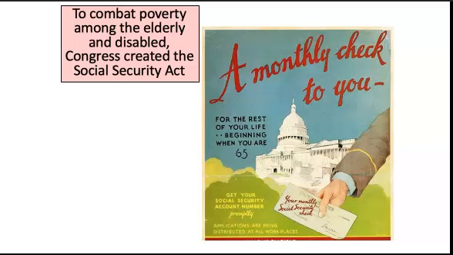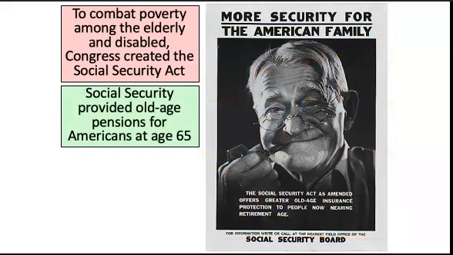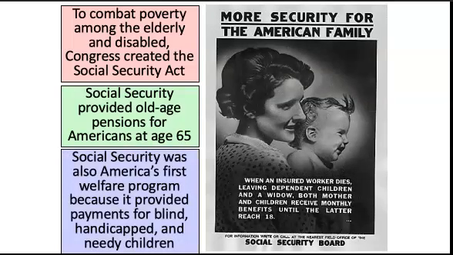Now, another major part of the Second New Deal was to combat poverty among the elderly and disabled. The Social Security Act was created. Social Security provided an old age pension for Americans that were over the age of 65. Social Security was also America's first welfare program because it provided payments for blind, handicapped, and needy children. This directly goes back to our key idea number 2, and this is kind of redefining the goals of modern American liberalism. This idea in modern American liberalism that the government's role is to help the people that are in need.